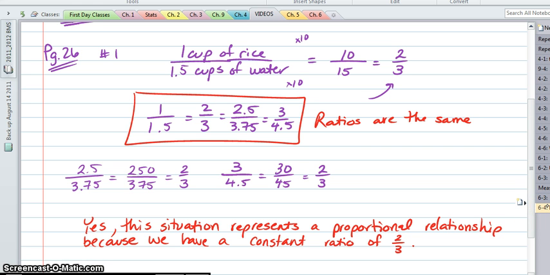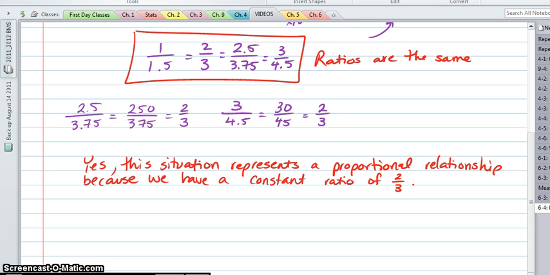What I would like you to do now is to take a look at number 2 and determine whether or not that situation, the miles driven and the toll fare, represents a proportional relationship. So hit pause, do that, and then hit pause again when you're ready to see the solution. Okay, so for number 2, you drive 1 mile and the toll fare is $1.07. You drive 2 miles and the toll fare is $1.14. So the question remains, are these ratios equal?